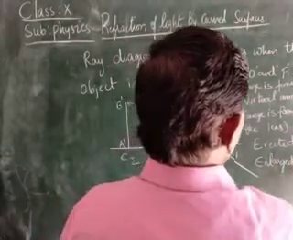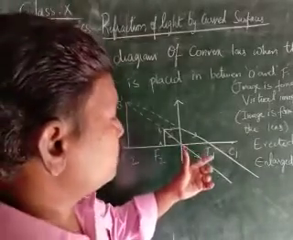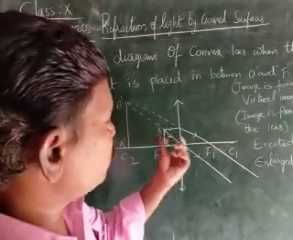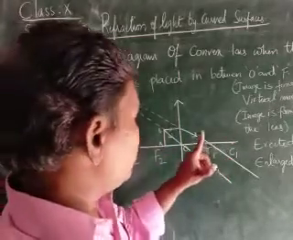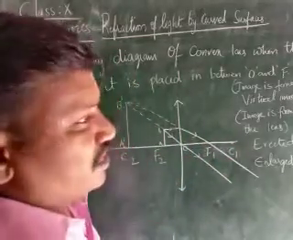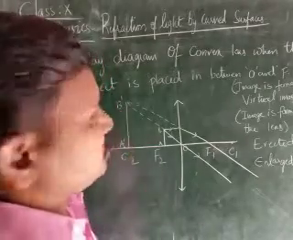Enlarged image. Okay, children. Why am I drawing the figure like this? Because the image is not formed on the screen, children. The image is formed inside the lens. For that reason I am drawing like this, children.